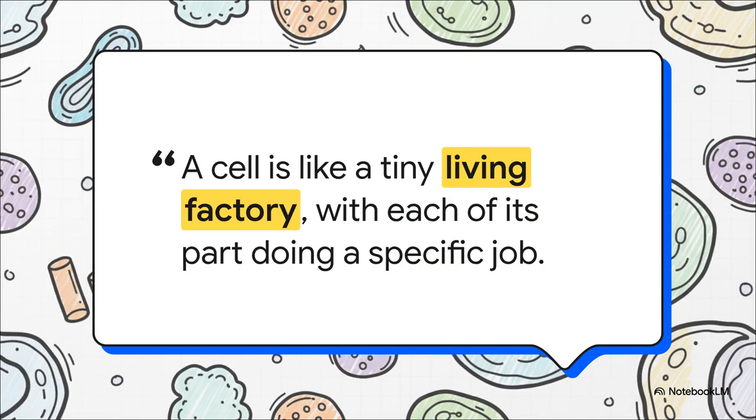Okay, let's dive right into this. As our source material perfectly puts it, a cell is like a tiny living factory, with each of its parts doing a specific job. I really want you to keep this specific metaphor in your head for the rest of our time together today. Because, just like a real-world manufacturing plant, a cell doesn't just do one thing in some giant empty room. It relies on a whole bunch of specialized departments, assembly lines, power generators, and waste disposal units, and they're all working in absolute perfect harmony. In biology, we call these specialized factory parts organelles.